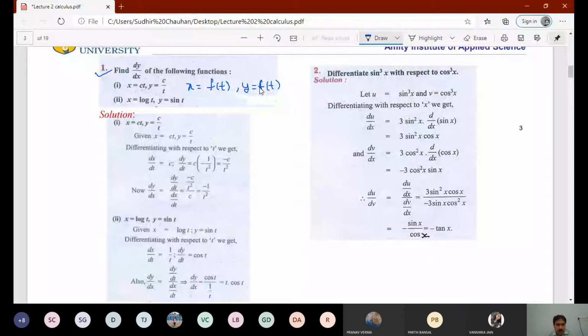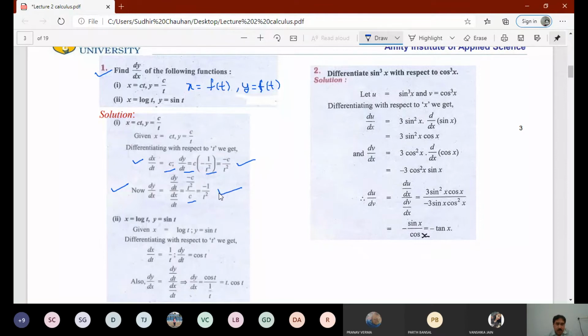So we can differentiate with respect to t. We first differentiate x with respect to t. The differential of ct is c. Then the differential of y is c times the differential of 1 by t, which is minus 1 by t square, so it is minus c upon t square. Now we use the chain rule property, dy by dx is dy by dt divided by dx by dt. We put in the values, minus c upon t square, and dx by dt is c. So it is minus 1 upon t square.